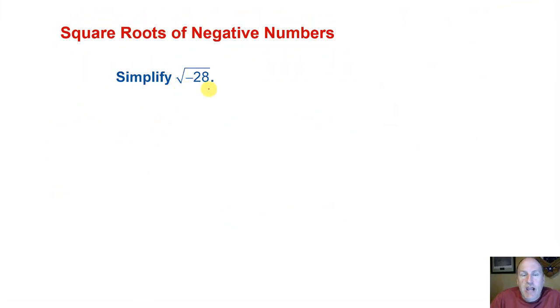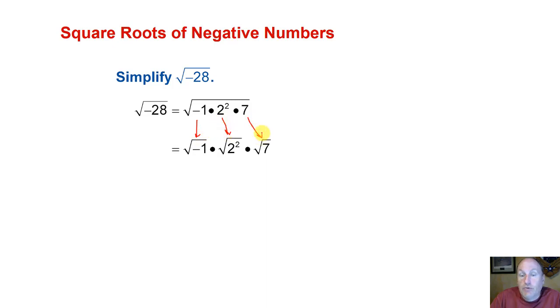Let's take the square root of negative 28 and try to simplify that. You would treat it just like a regular positive square root, break it up into its factors, and just use negative 1 as one of the factors. So the square root of negative 28 can be written as the square root of negative 1 times 2 squared times 7. When we're doing square roots, we're always looking for perfect squares, and 28 certainly has one. So this becomes the square root of negative 1 times the square root of 2 squared times the square root of 7. These are properties of square roots.